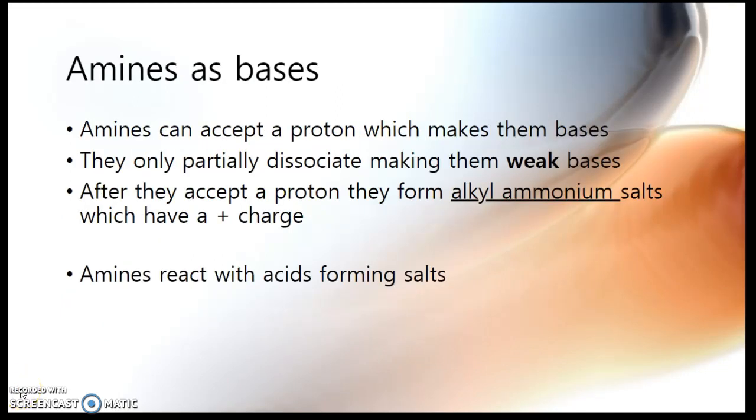Okay, so one of the most important things about amines is that they are bases. Just like ammonia, that nitrogen atom can accept a proton, which then forms what we call an alkyl ammonium salt, which has a positive charge. Now, these are weak bases, just like our carboxylic acids are weak acids, because they only partially react with water or dissociate. And of course, as for any base, they react with acids, forming salts.